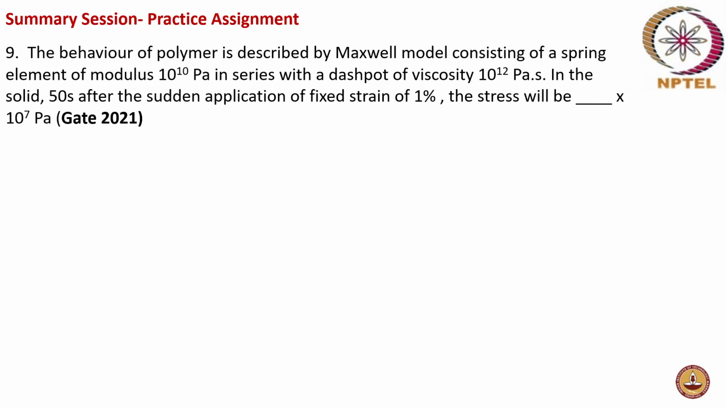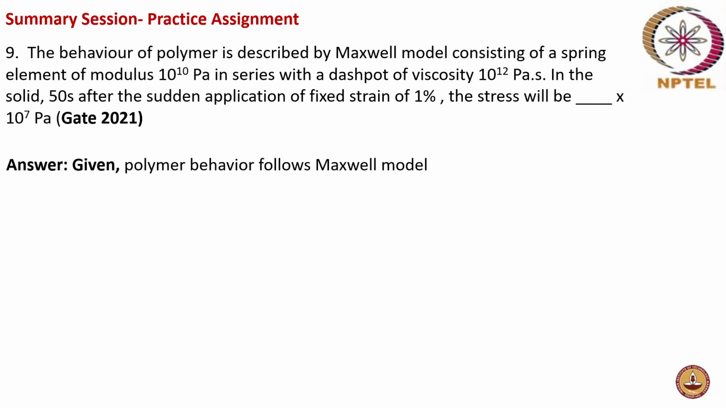So we have a polymer, which can be described by a Maxwell model. Maxwell model is nothing but a spring and dashpot arranged in series. They have given that the spring has a modulus of 10 power 10 Pascal and the dashpot has a viscosity of 10 power 12 Pascal second. Now they are saying that 50 seconds after sudden application of a fixed strain of 1%, what will be the stress?